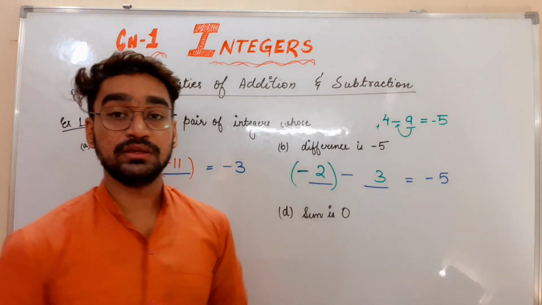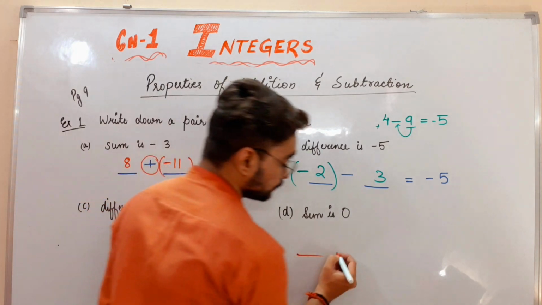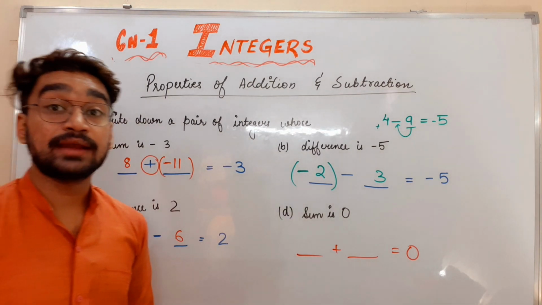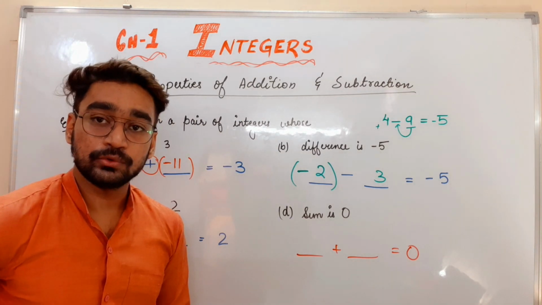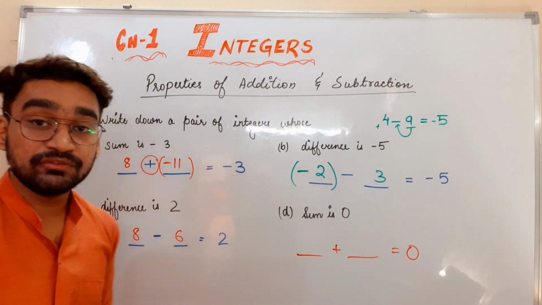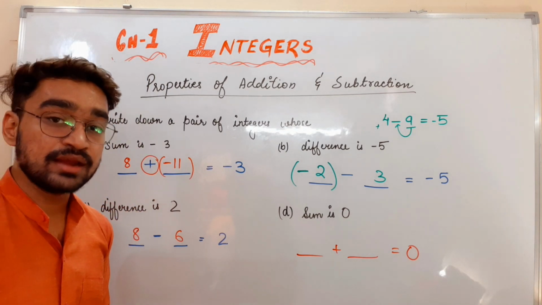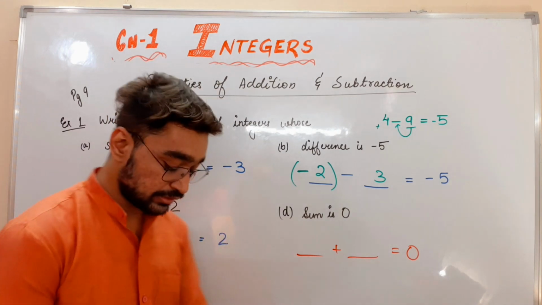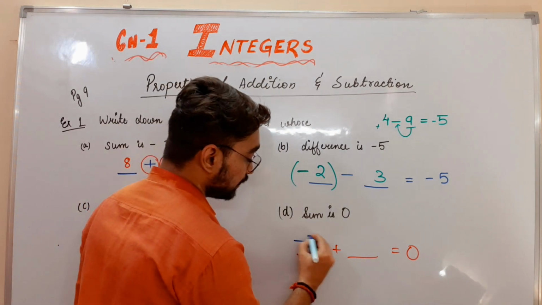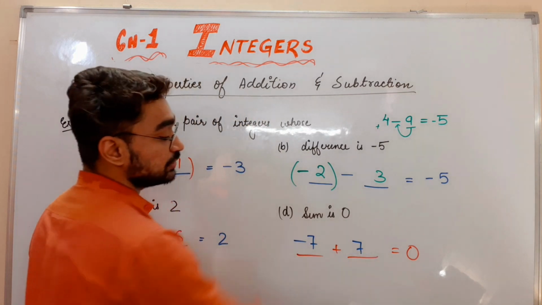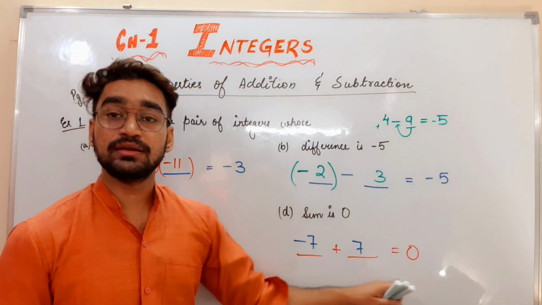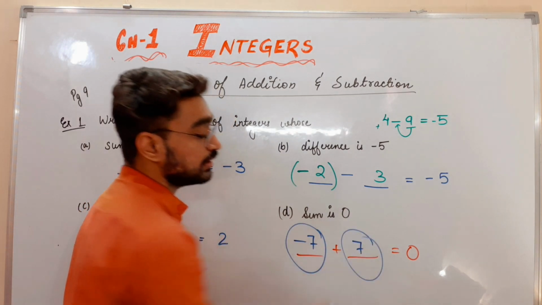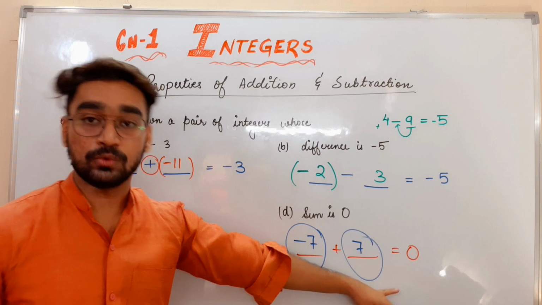Now the sum should be 0. This is about additive inverse, which I have already told you in my previous videos. What is additive inverse? It says that if I add the additive inverse of any number, it will always give me 0. For example, -7 and +7 will give me 0. 4 plus minus 4 will also give me 0. One number should be positive, one negative, and the answer will always be 0.